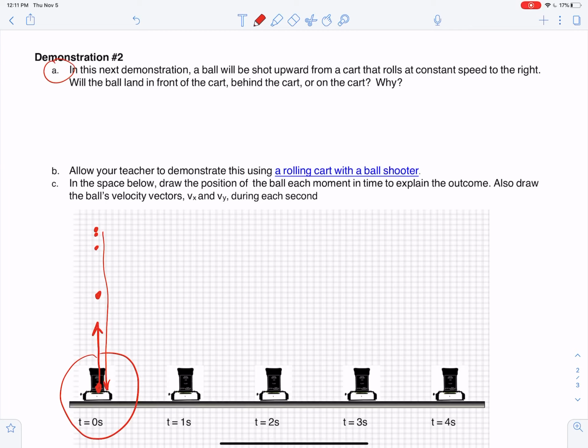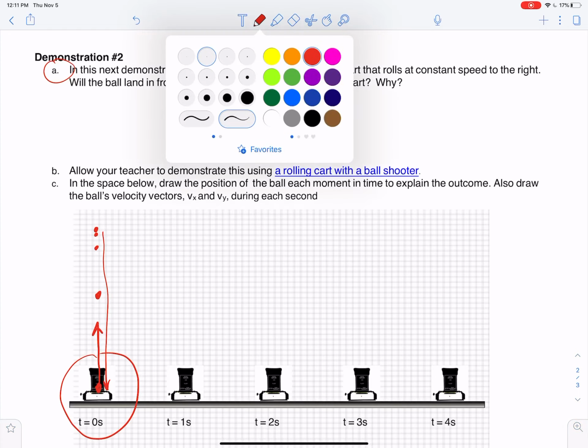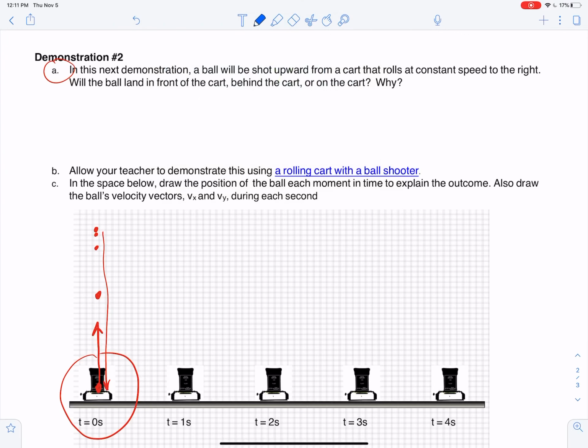In this case, after the ball has been loaded into the cart, someone is going to push the cart forward with some initial horizontal velocity. And then after the cart is already in motion, the ball will be launched, okay? So how does this change the outcome?